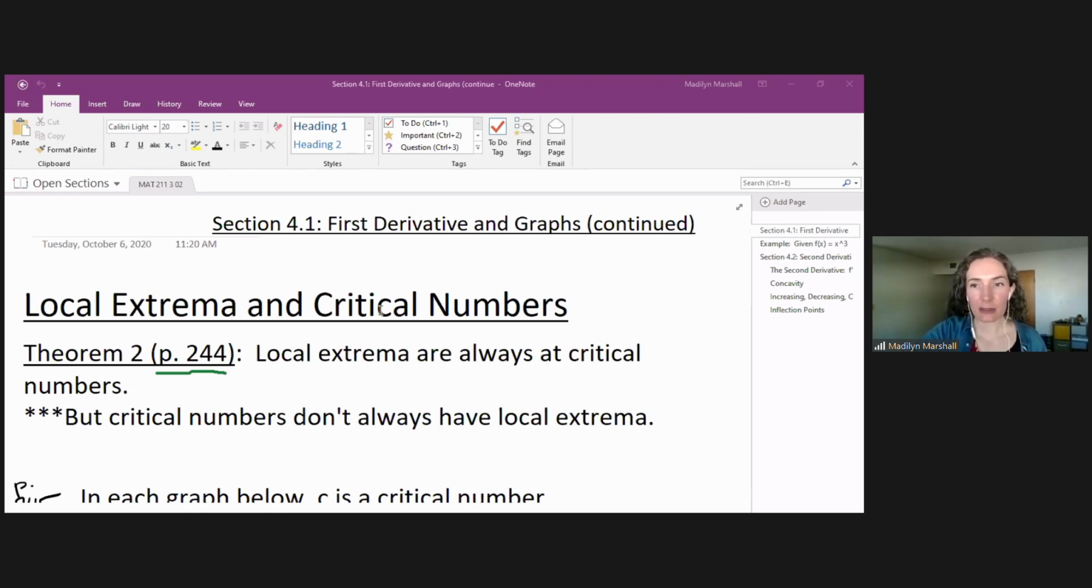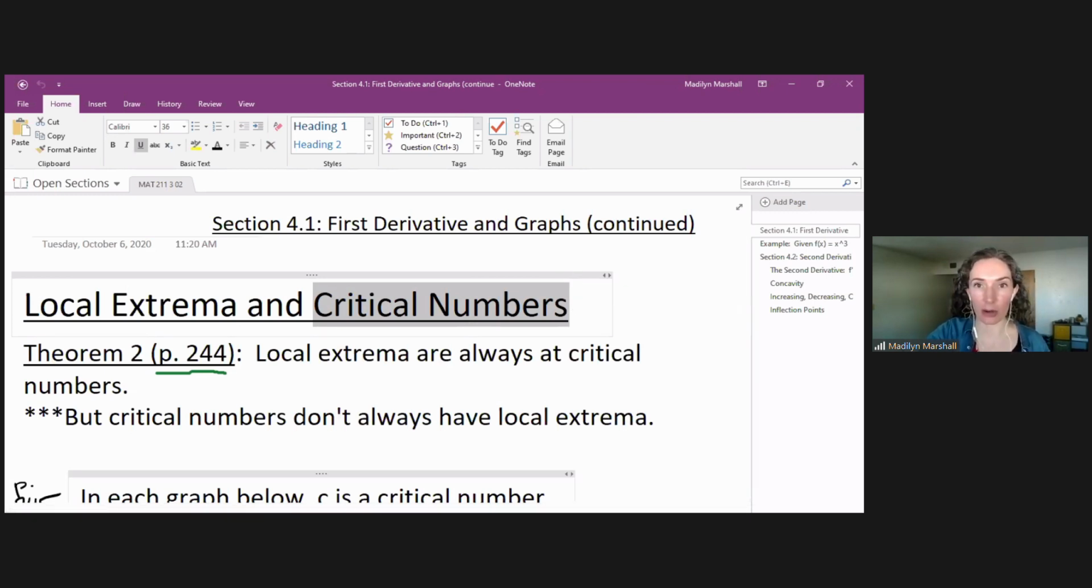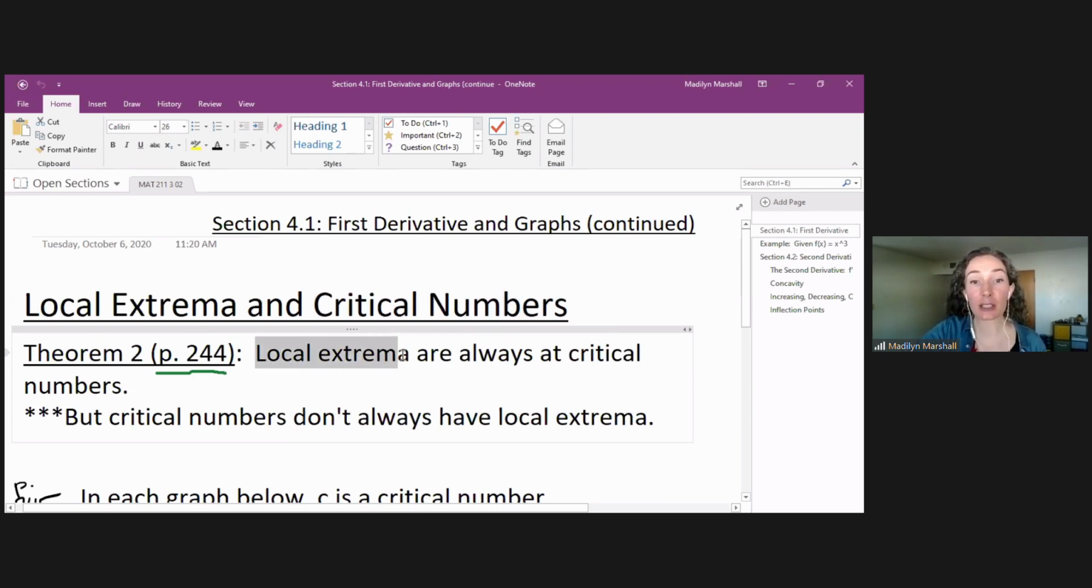So last class we talked about critical numbers. Critical numbers were numbers where the derivative is either 0 or undefined. And we're going to do a little bit more today with finding those. And we saw this theorem that says local extrema, so those are maximums or minimums, are always at critical numbers. But critical numbers don't always have local extrema.